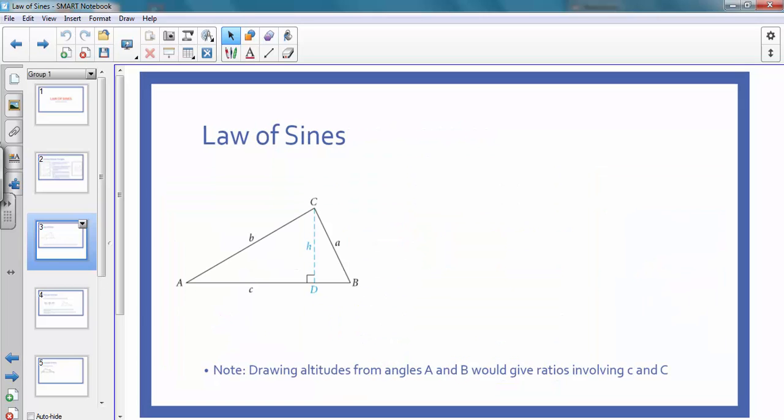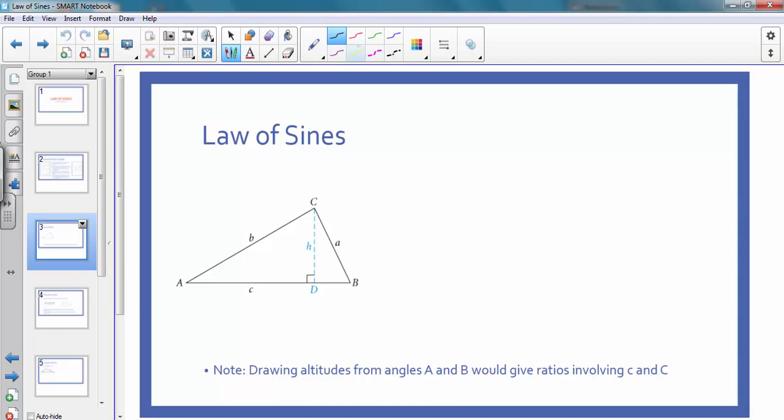So the first thing that we're going to do is derive the formula for the law of sines. Starting with an oblique triangle, which is my picture on the screen, we're going to cut the triangle into two right triangles by dropping a perpendicular line from one angle. Here I chose angle C. And when we drop that perpendicular line, we're going to label that the height h.